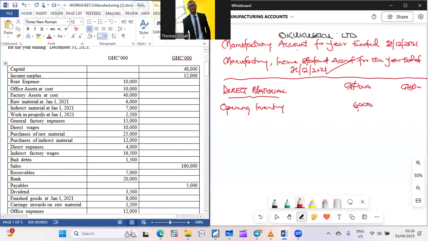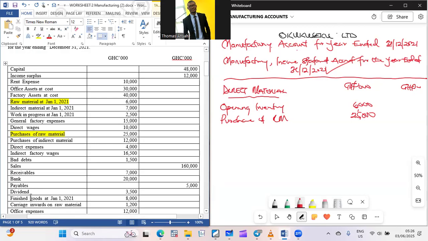Is there any purchases? So read it first, all right. Direct. So as you are doing, when you encounter them, purchases of raw material, that is 25,000. All right. Purchases of indirect material too is there. So once I have used this, so just for the sake of teaching, I have used this one. I have used this one. But when you are doing it, take it by the side. You have indirect here, you have direct here, factory here, bad debt, sales, receivable, bank, dividend. Okay. So you have it here.